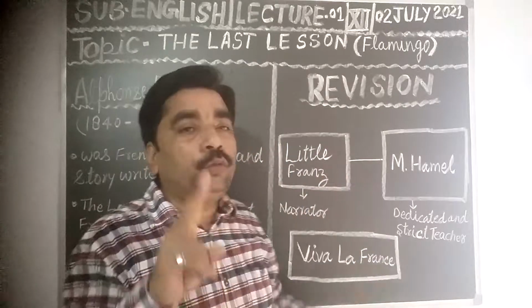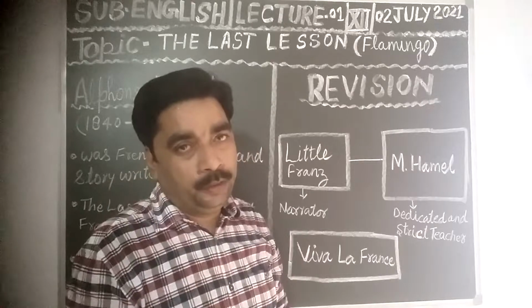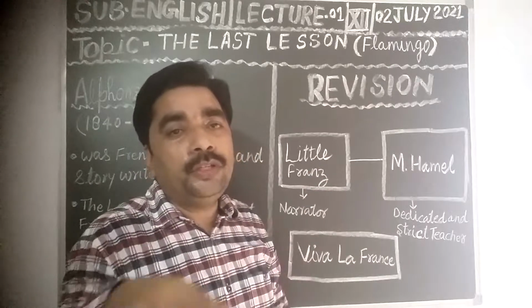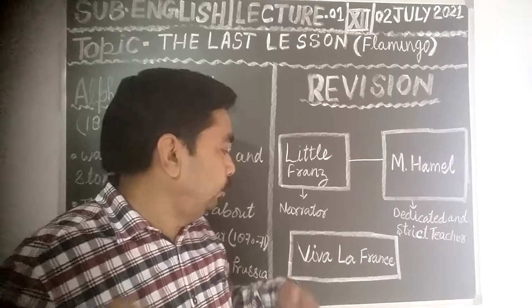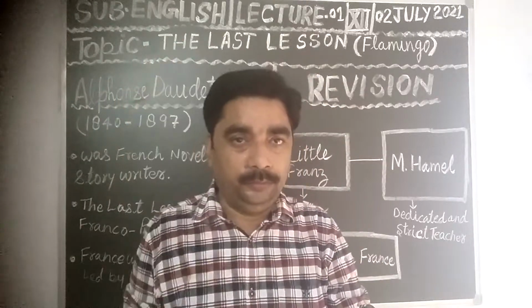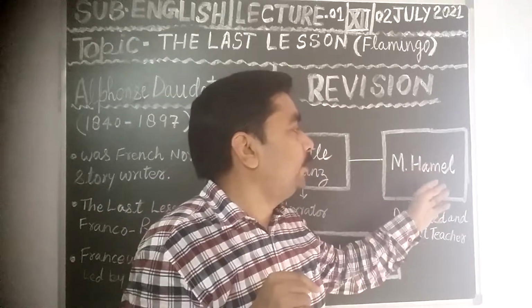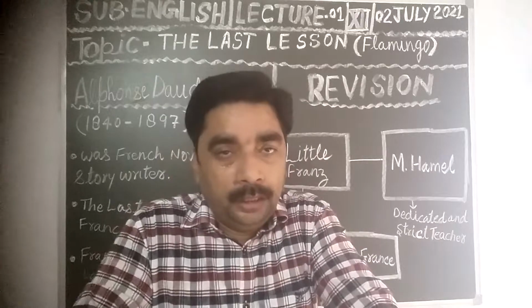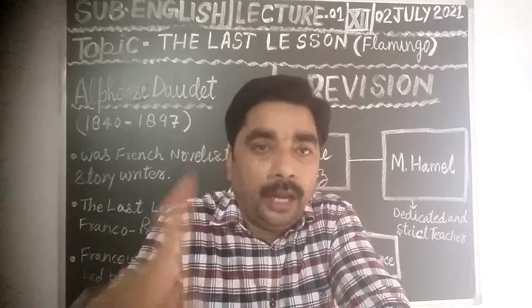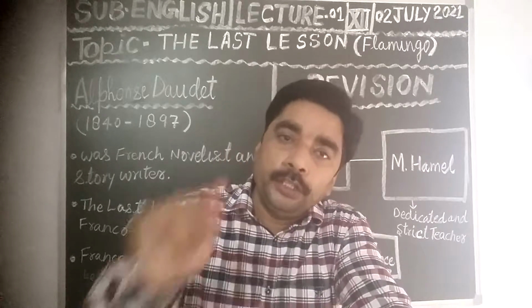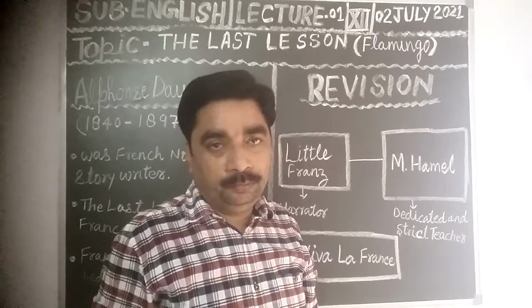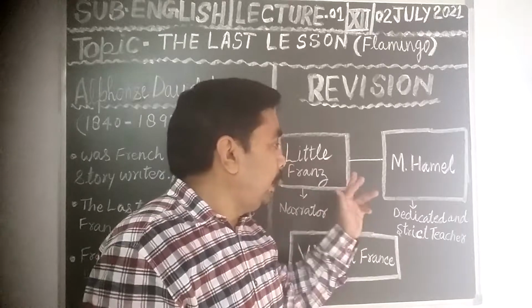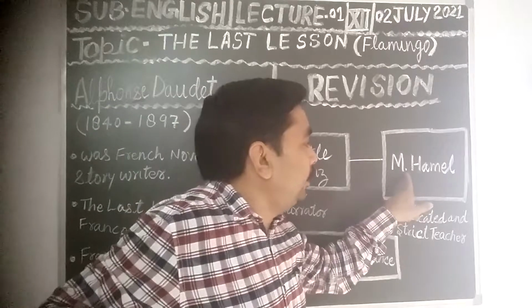Actually, dear students, there are two main characters of this story, written by Alphonse Daudet. The first character is Little French, who is the narrator of the story, in whose words the whole story has been narrated. And the second important character is Mr. Hamel, who is a very strict and dedicated teacher, working in one of the schools for the last 40 years. This particular teacher is famous for his ruler, famous for his strictness, famous for discipline. So two characters are very important: one Little French, and another Mr. Hamel.